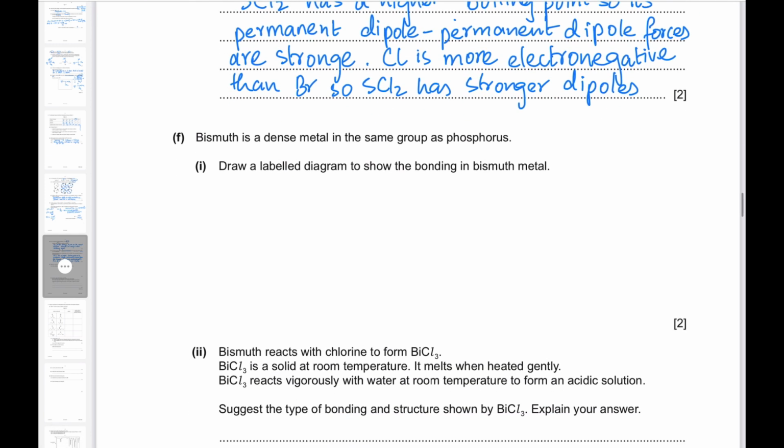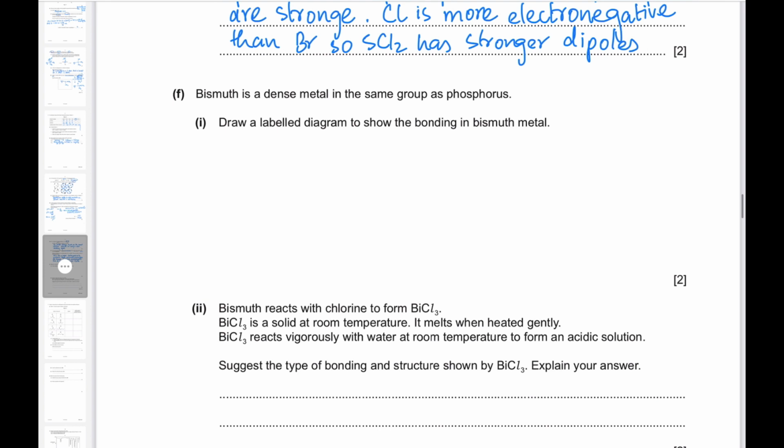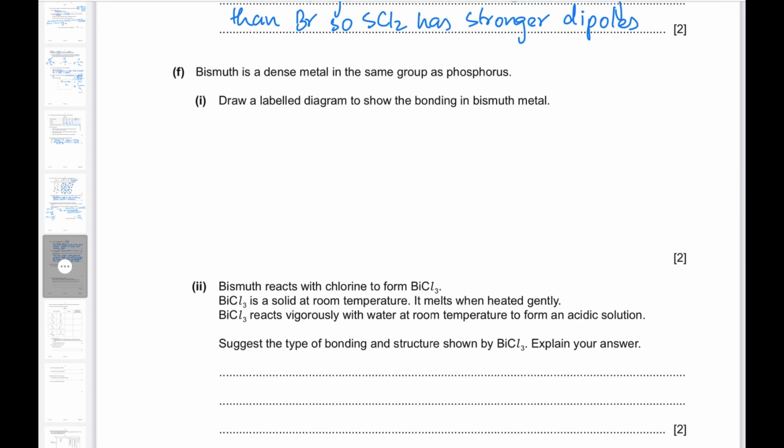F. Bismuth is a dense metal in the same group as phosphorus. Draw a labelled diagram to show the bonding in bismuth metal. So this will have the same structure as any other metallic structure with positive ions and a sea of delocalized electrons.